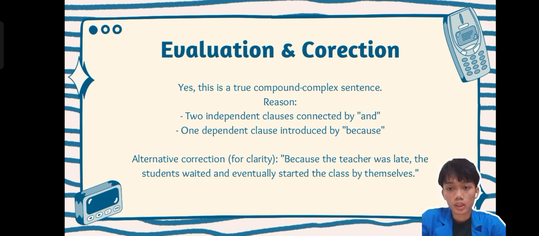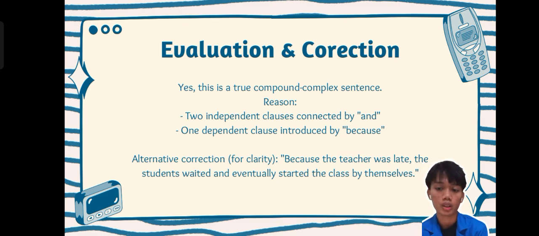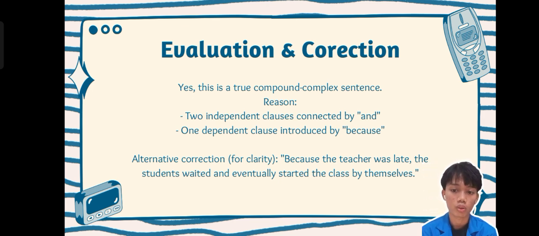This sentence is grammatically correct, but we can improve its clarity by saying: Because the teacher was late, the students waited and eventually started the class by themselves. The word eventually helps indicate time flow more naturally. While keeping the same structure, this is a good example of how coordination and subordination work together.